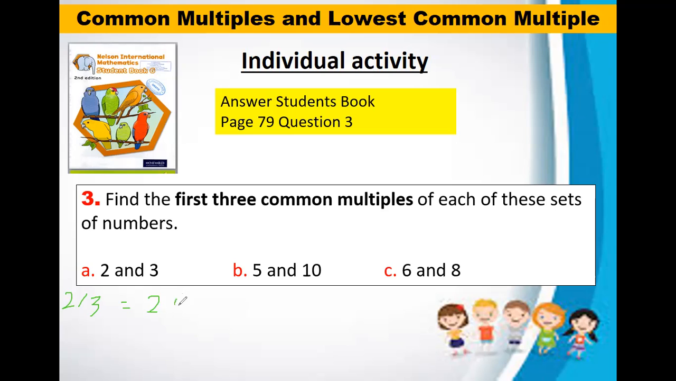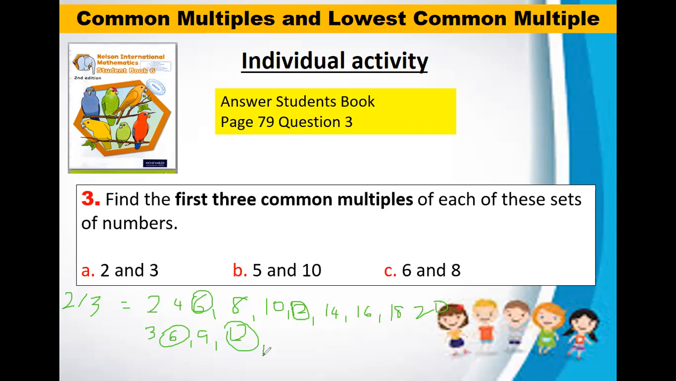2, 4, 6, 3, 6. So, I can now circle 6. That's 1 now. Then I can go on 8, 10, 12. I know that in the 3 there is 12. So 3, 6, 9, 12. Yes? So I'll circle now again 12, 14, 16, 18, and 20.